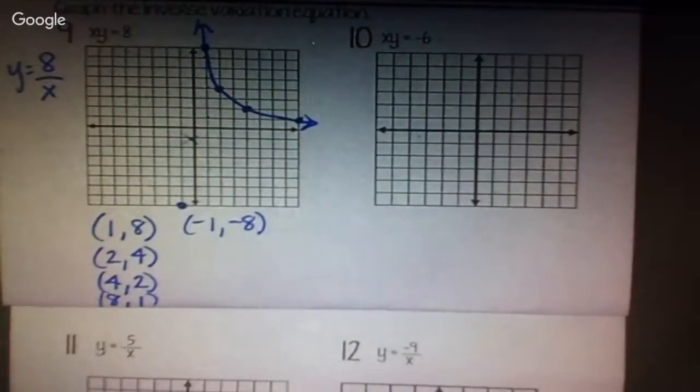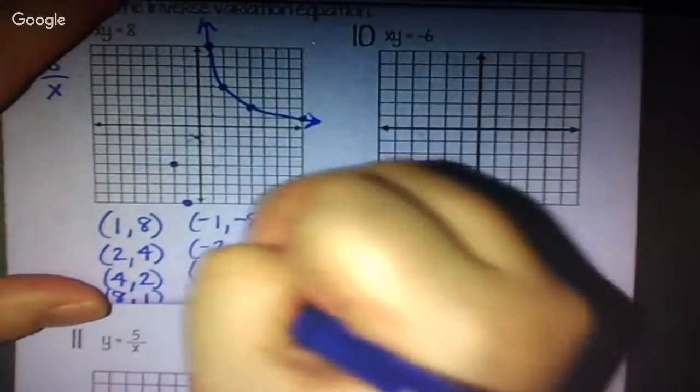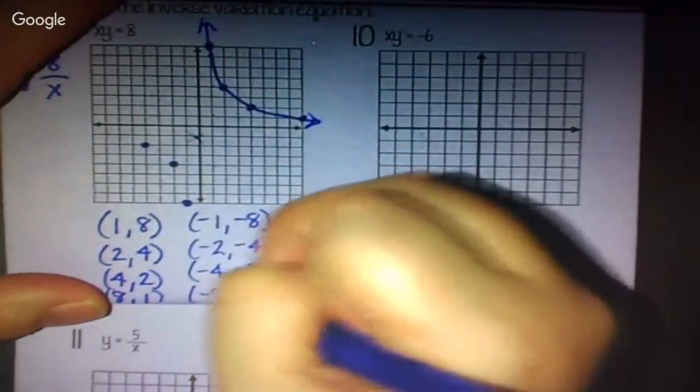So when I change the sign of the left, I also change the sign of the right piece. So I also have a point at -2, -4. I have a point at -4, -2. And I have a point at -8, -1. And that gives you this side of your graph.